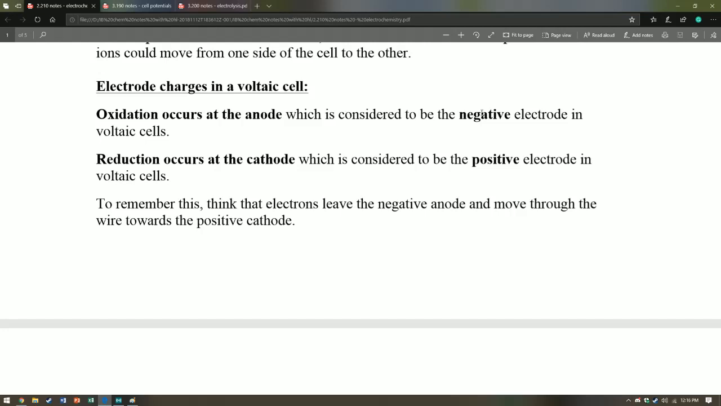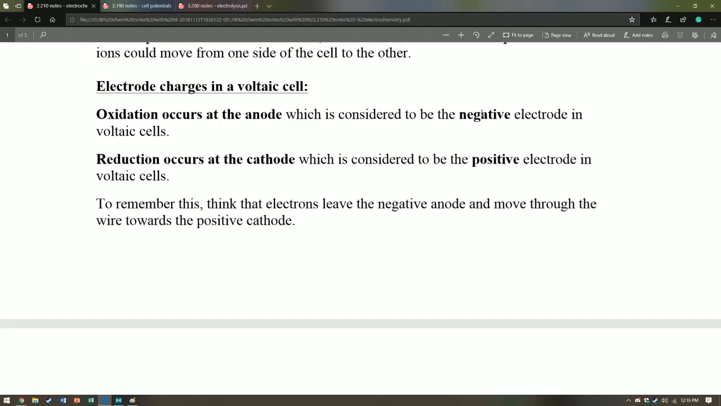So anox, just imagine an ox, where an is short for anode and ox is for oxidation. And red cat, like a cat that is red, red for reduction and cat for cathode.